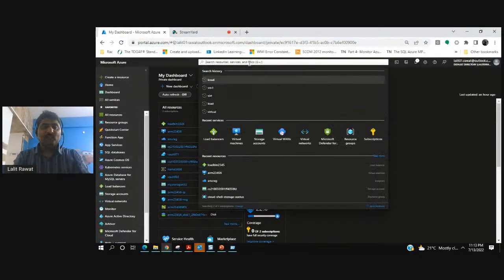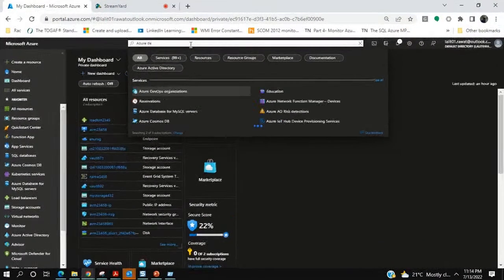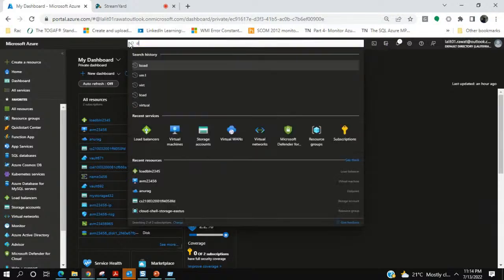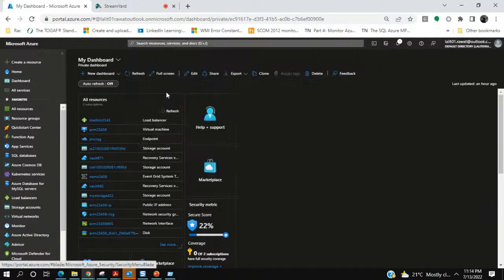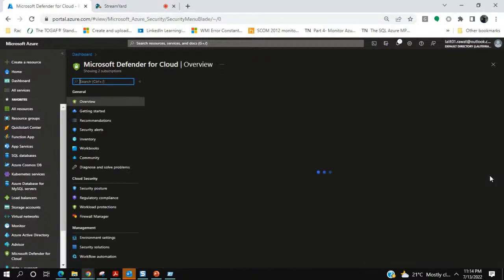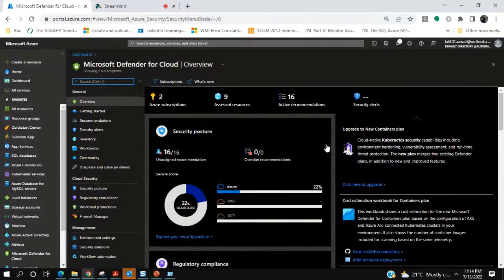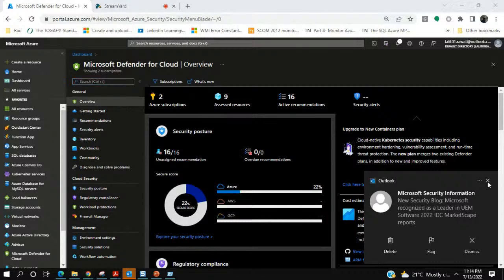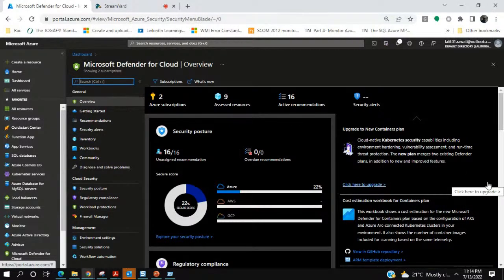So I'll just walk you through Azure Defender, that's Microsoft Defender. As and when I open Microsoft Defender, what I see are my services and security postures. Now you can integrate Microsoft Defender with Microsoft Azure, AWS, and GCP.